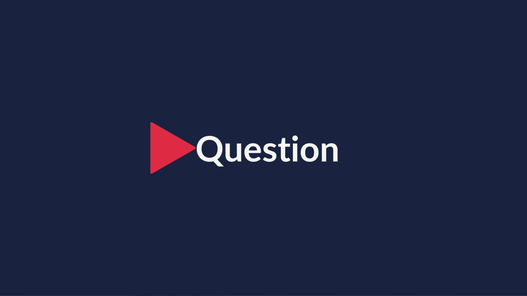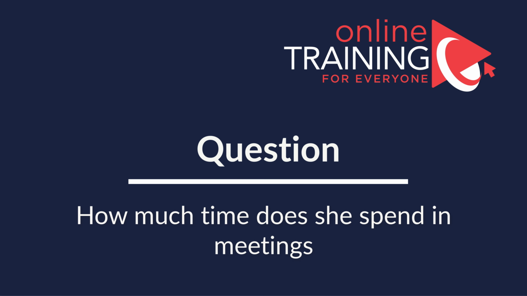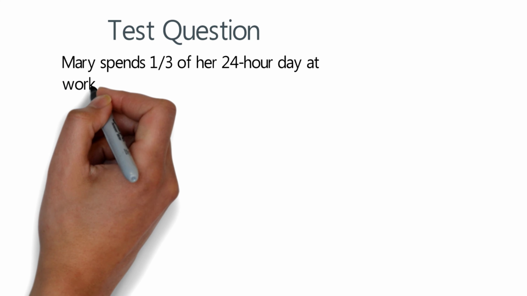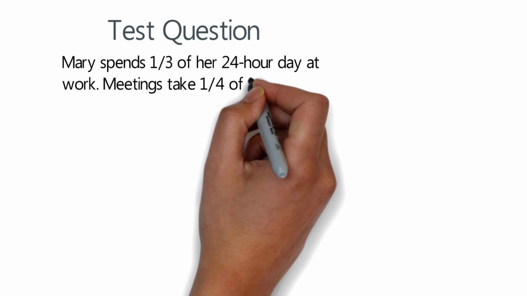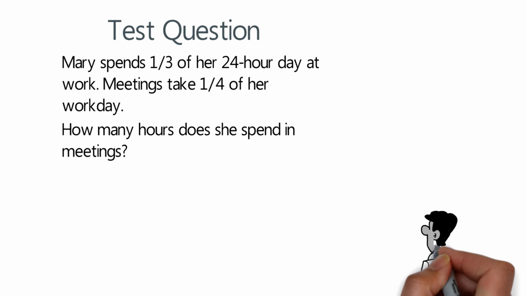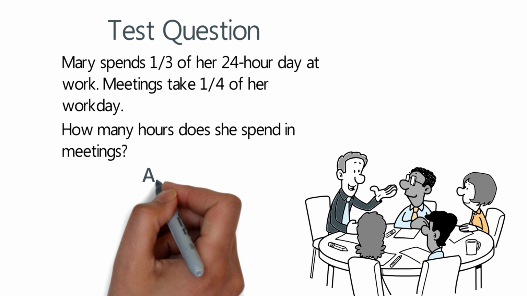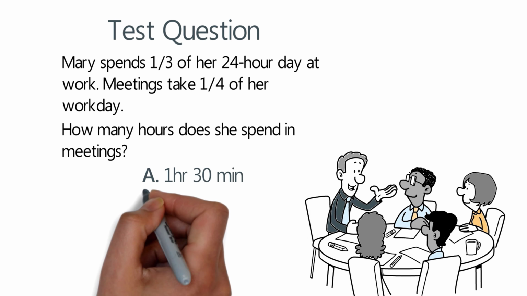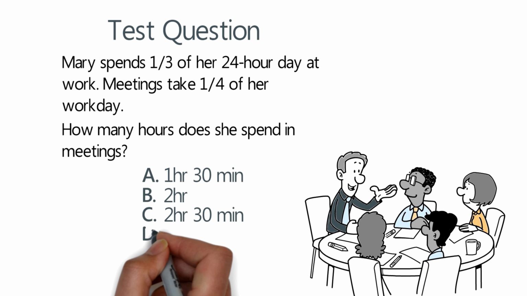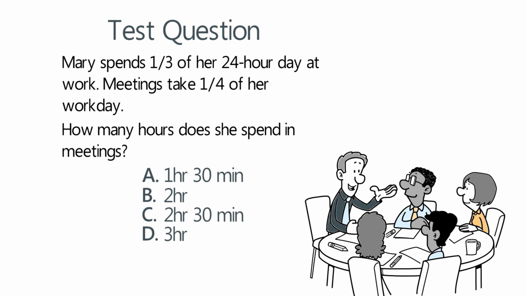Here's an interesting question which validates how well you do planning of your day-to-day work. Mary spends 1/3 of her 24-hour day at work. Meetings take 1/4 of her workday. How many hours does she spend in meetings? You have 4 different choices. Choice A, 1 hour and 30 minutes. Choice B, 2 hours. Choice C, 2 hours and 30 minutes. And choice D, 3 hours. Give yourself 10 to 15 seconds, maybe a bit longer, depending on how well you typically solve these types of problems.